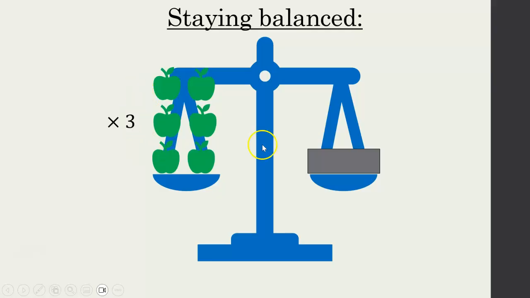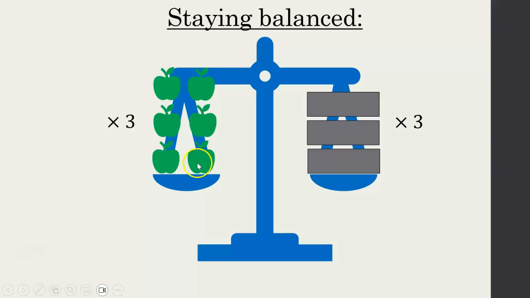Well, if I did that to this side, I can do the exact same to the other side. So think about it. 2 apples is the same as 1 block. So there's 2, 4, 6 apples of weight in these blocks. And there's 6 apples over here. So all I had to do is, if I multiplied this side by 3, I can multiply this side by 3. And then they're balanced again.